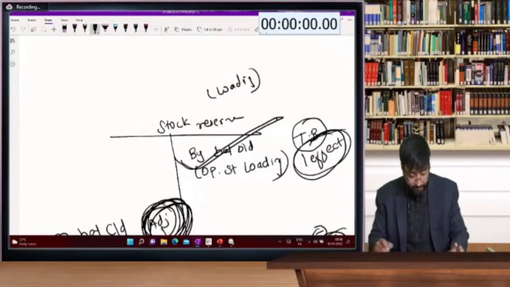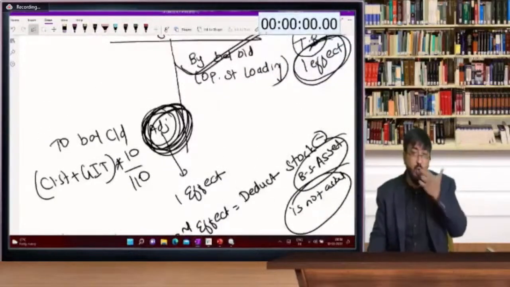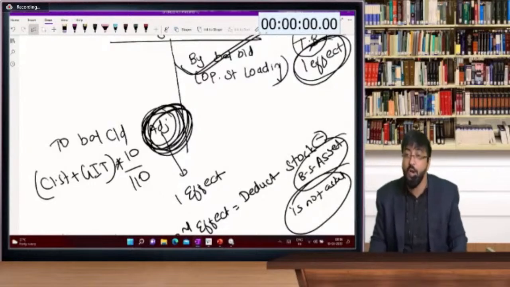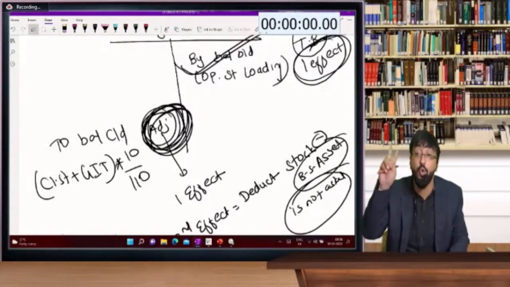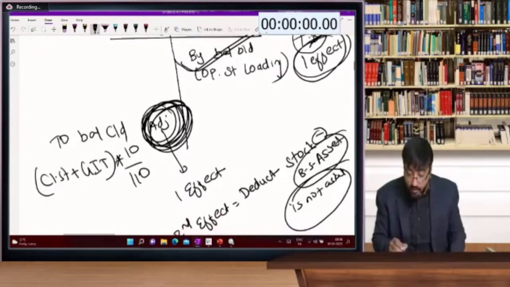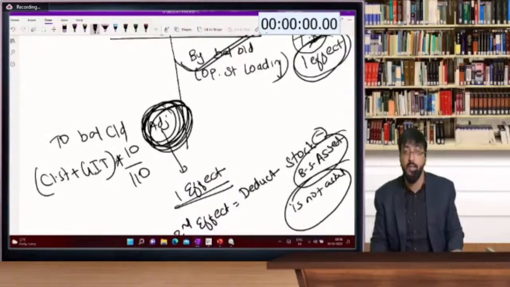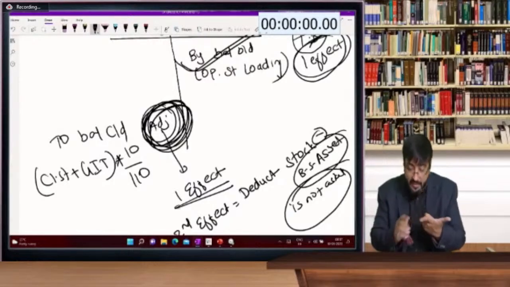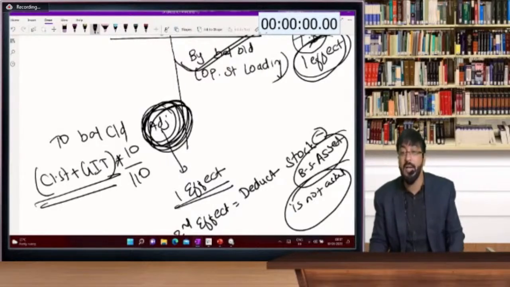Okay. Sir, what about closing stock? Closing stock का loading we have not recorded in the trial balance. Sir, if we are not recording it in the trial balance, we have to give two effects. कितने effects देने पड़ेंगे? We have to give two effects. Where to give the first effect? In stock reserve account. How to calculate it? Write down the closing stock, plus if you have any goods in transit, you will take that and multiply by 10 upon 110.